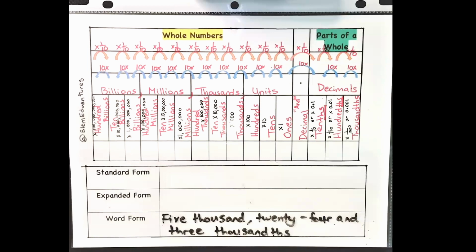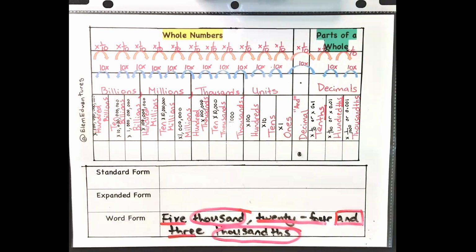In this example, we have the word form 5,024 and 3 thousandths. First, I notice that there is an "and." That word tells us that there is a decimal involved in this number. I've underlined my digits and circled my place values. The digits I underlined were 5, 24, and 3. The place values were 1,000 and thousandths.